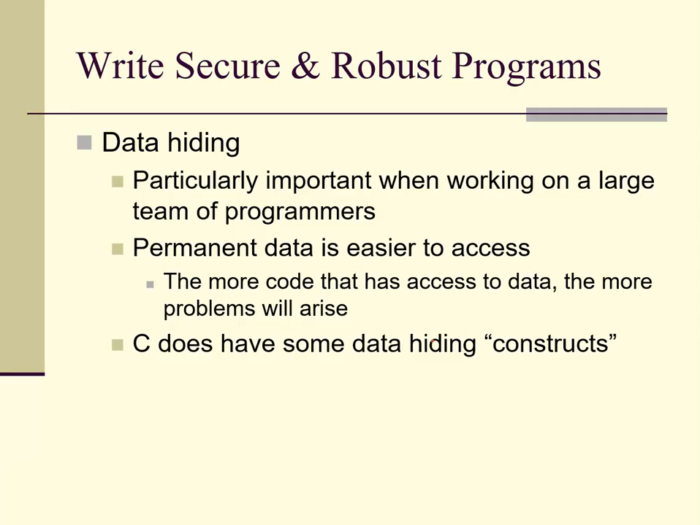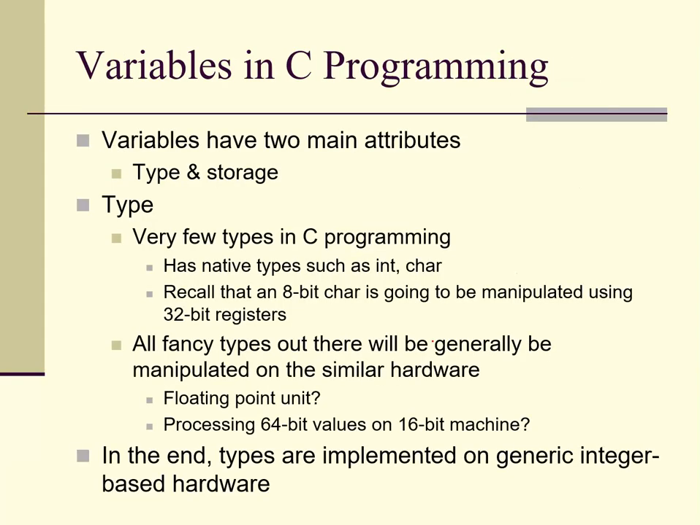So permanent data is really easy to access, and global data. And if you can access it, you're going to have big problems. And there's lots of tools in C to do some data hiding, and we're going to take a look at a couple of those later.